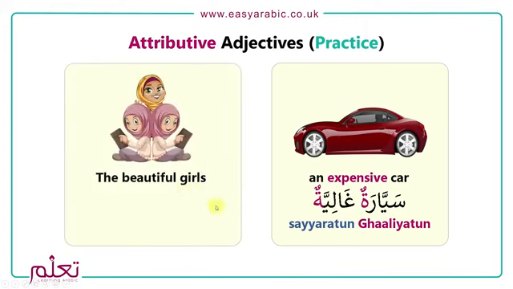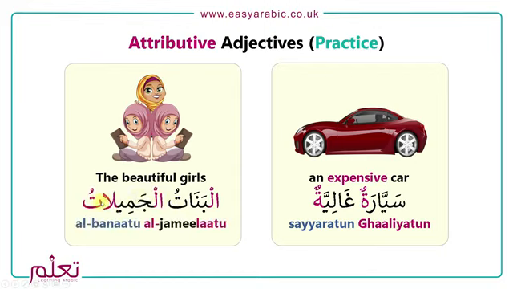The beautiful girls. So girl is bint and girls is alif ta. So banat is plural, but because we're saying the, we'll say al banatu, and then al jamilatu. Okay, so jamil is plural, because this starts with al, this also must, and then we add the rule for plural. So al banatu al jamilatu.